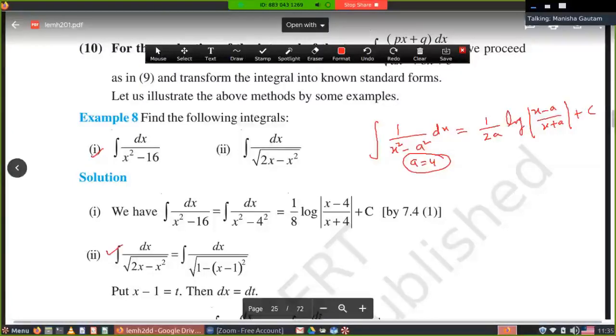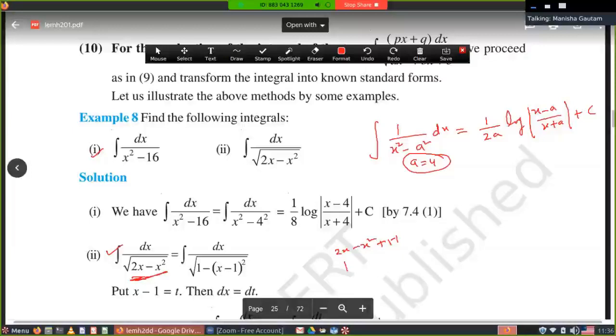Now second part, integration of 1 upon root 2x minus x square. Now make the statement in the root sign a perfect square by using the completing square method. Now 2x minus x square. You can add 1 and subtract 1 in the equation. Now you can arrange the statement like this.